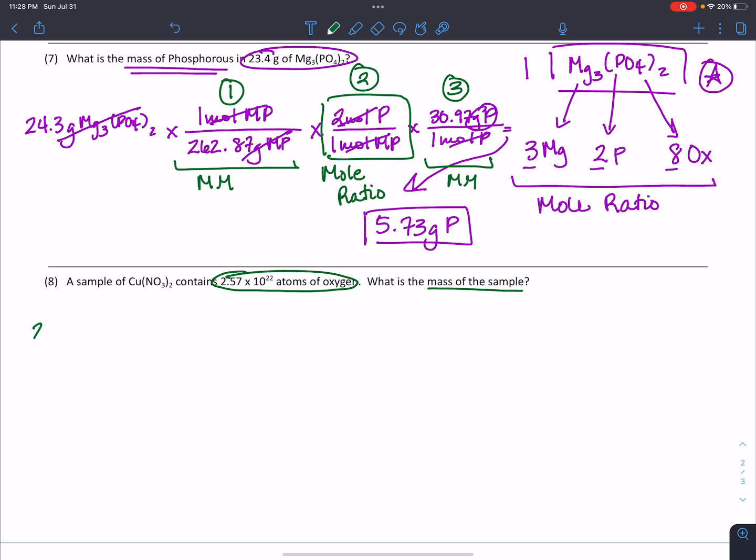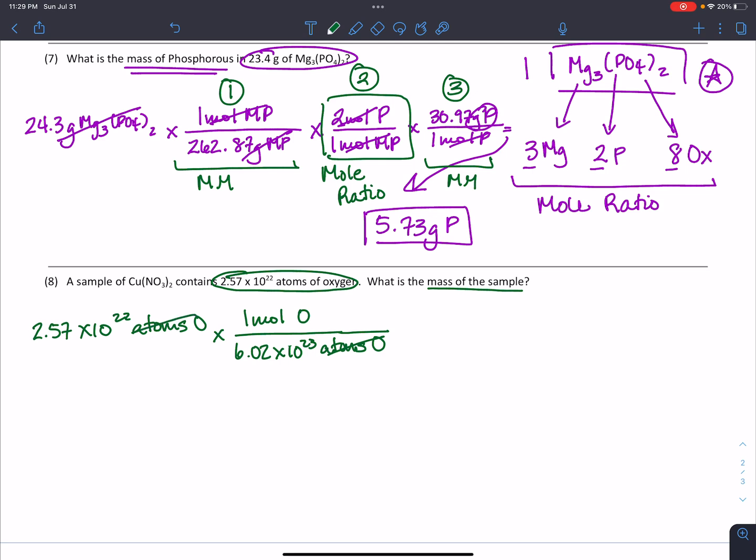The difference here is we're going to start with the element. So we start with our 2.57 times 10 to the 22nd atoms of oxygen, and we need to convert to moles of oxygen from atoms. We're going from particles to moles, so that's Avogadro's number. 1 mole of oxygen atoms contains 6.02 times 10 to the 23rd atoms, and we put Avogadro's number on the bottom so that we can cancel it. We can't go from moles of oxygen to grams of oxygen because the question is asking about the compound.